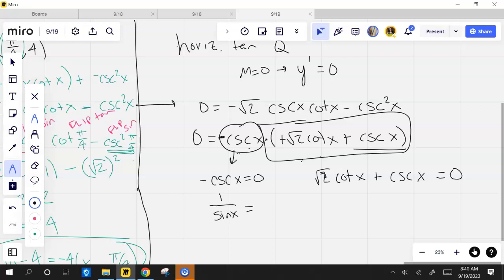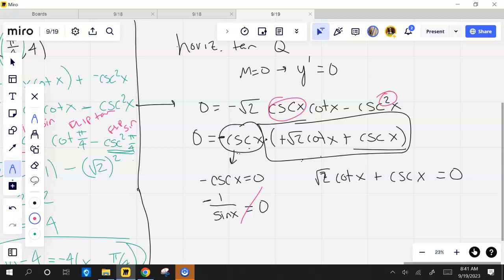Okay, so this goes back to that number 28 we were looking at. I took out a cosecant. Negative 1 over sine x equals 0. What does x equal? That doesn't work. Why does that not work? That can never be 0.